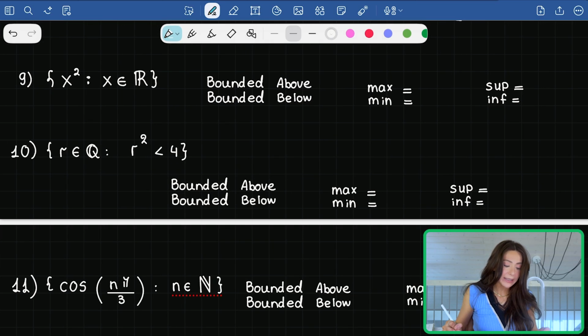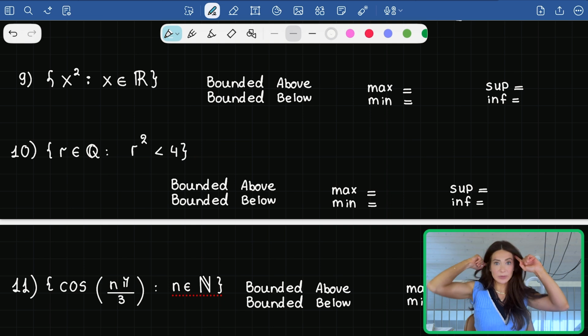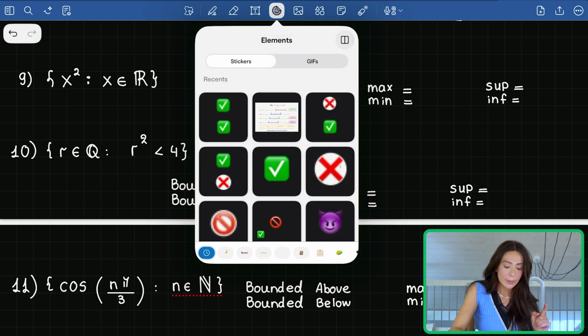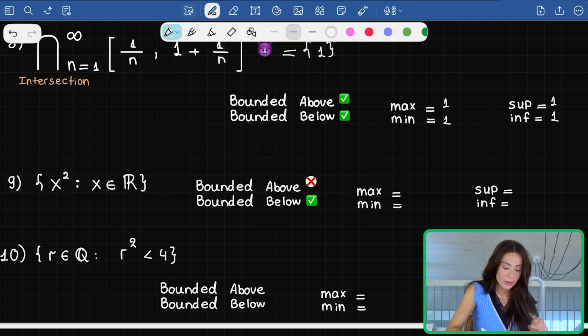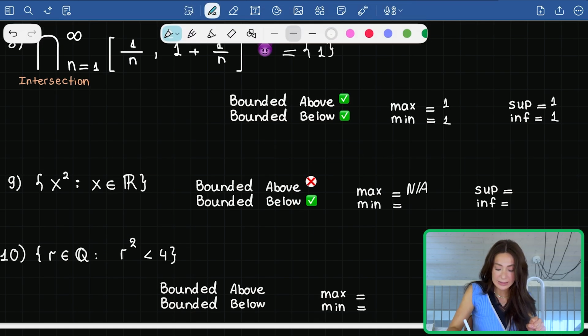All right, number 9, x squared. If you put x squared in your Desmos and zoom out and keep zooming out, the legs will keep going up to infinity. So it's not bounded above. It is bounded below by 0. So therefore, max does not exist. Min is 0 and attained. Inf is 0.